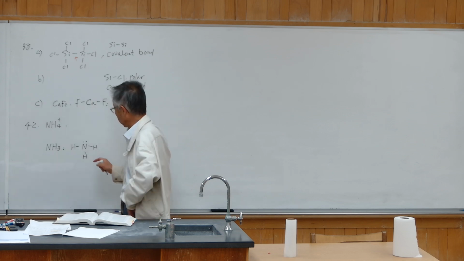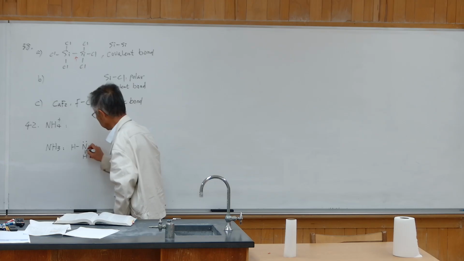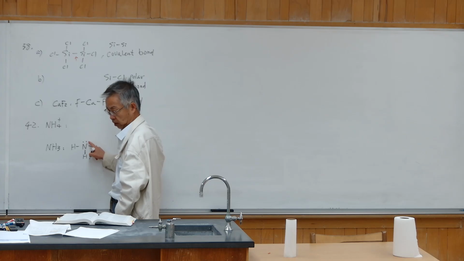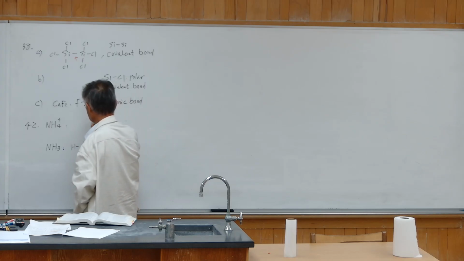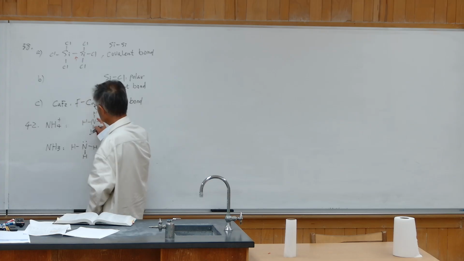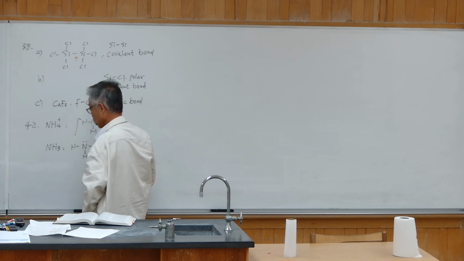Right. Nitrogen initially has 5 valence electrons. Use 1 to form each single bond. Then 3 are used to form 3 single bonds. Then 1 lone pair is left. Now it's NH4+, so NH4+. So this finds 1 more hydrogen, together carrying a positive 1 charge. Okay.